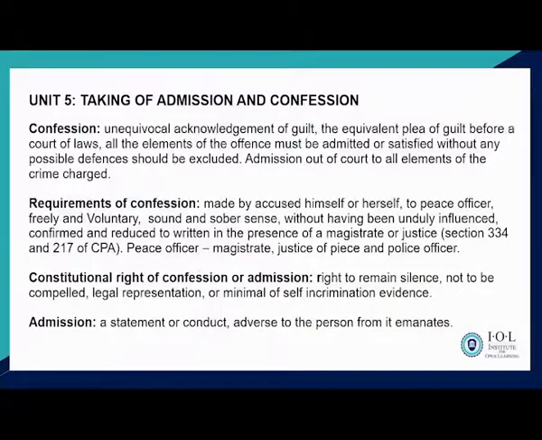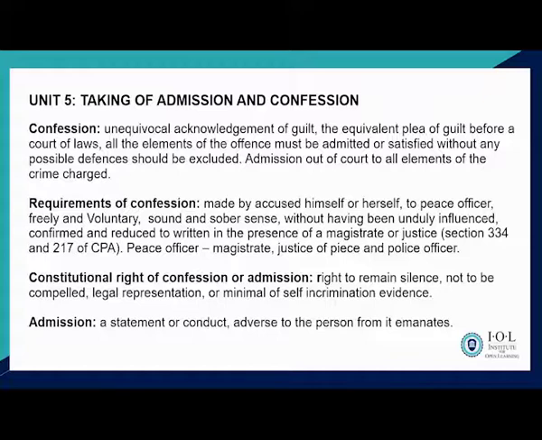Unit 5. Taking of admission and confession. Confession: unequivocal acknowledgement of guilt, the equivalent of a plea of guilty before a court of law. All the elements of the offense must be admitted or satisfied, and any possible defenses should be excluded. Admission: out of court admission to all elements of the crime charged. Requirements of confession: made by the accused himself or herself to a peace officer, freely and voluntarily, in sound and sober sense, without having been unduly influenced.